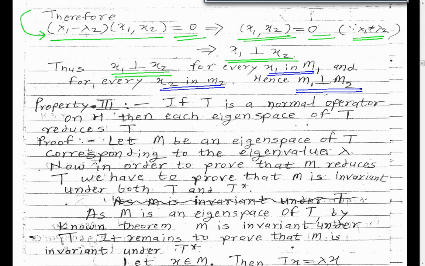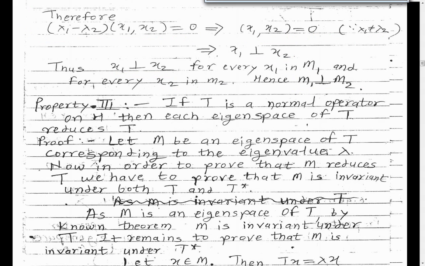So in this property we proved that eigenspaces are orthogonal to each other. Let us study the third property. The third property states that if T is a normal operator on H, then each eigenspace of T reduces T. So let us see the proof of this.